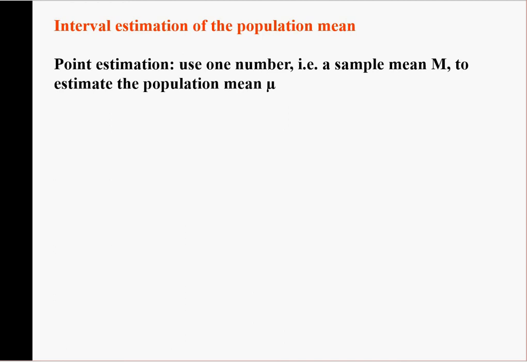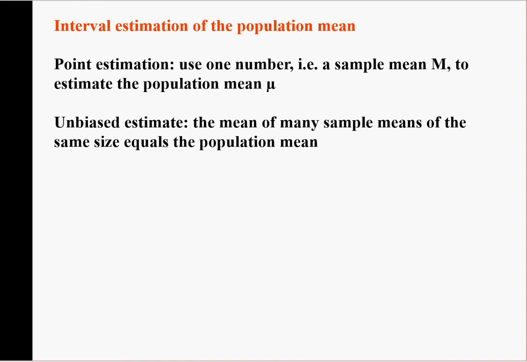Now, what standard do we use to gauge whether we have an appropriate estimate of the population mean? We use a standard so-called the unbiased estimate. An unbiased estimate means that if you take many samples and calculate the sample means, eventually if all the sample means of the same size generate a mean of sample means that is equal to the true population mean, we call this way of estimation unbiased, and the result is called an unbiased estimate.